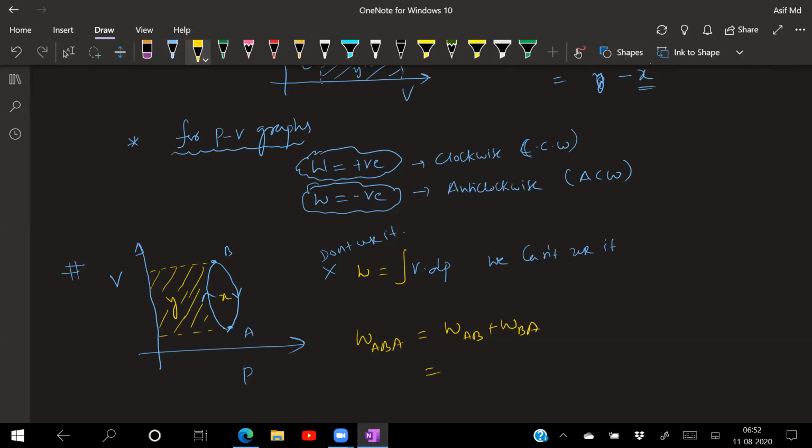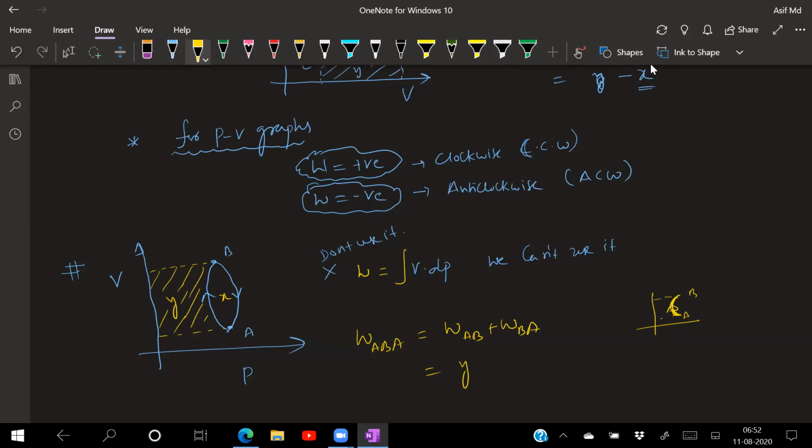Okay, this is the reverse process. So for this part of the graph, it will be Y only, since you are taking A to B. So this will be equal to Y only. Yes. Then B to A.